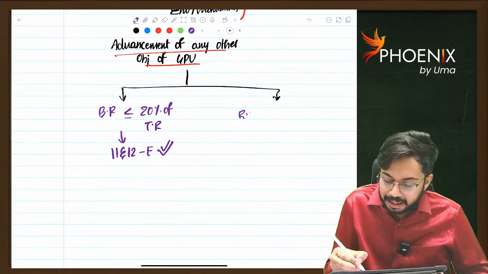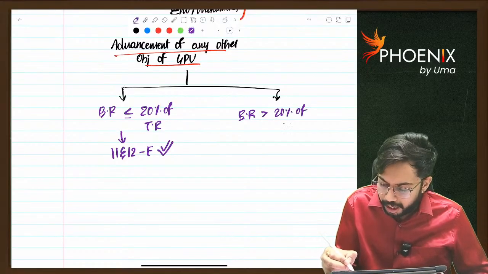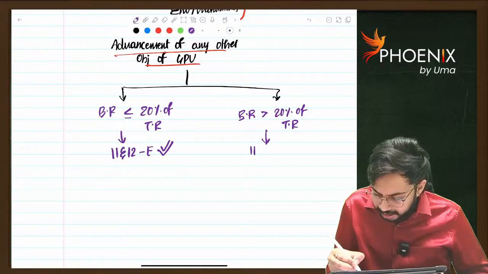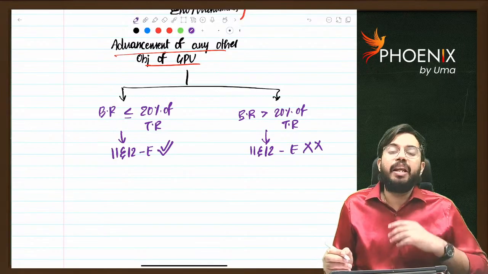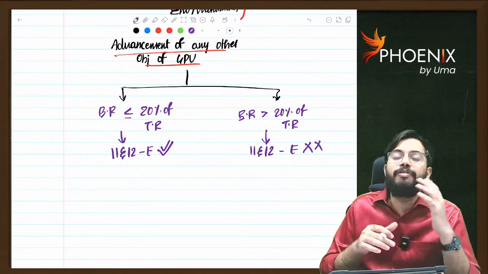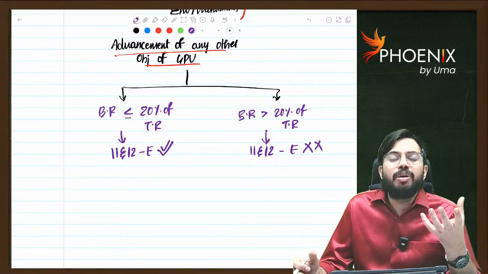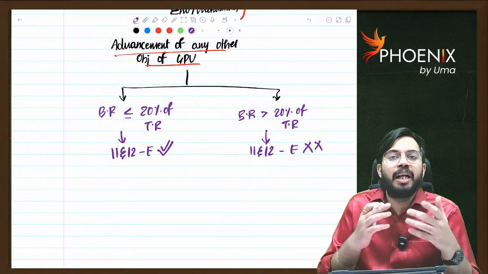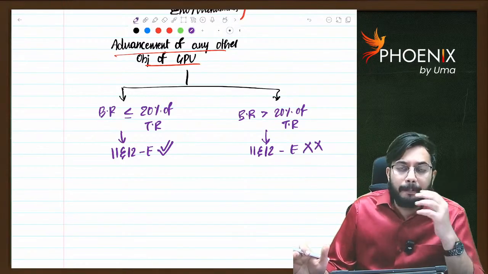But if business receipts are more than 20% of total receipts, in that case, the section 11 and 12 exemption is not allowed. See, registration will not be cancelled. Suppose I created one trust for the purpose of helping the poor. So, a helping poor trust, with no other object. That is for upliftment of the general public or to help the poor.